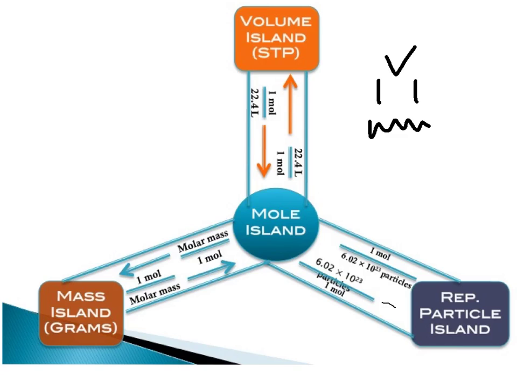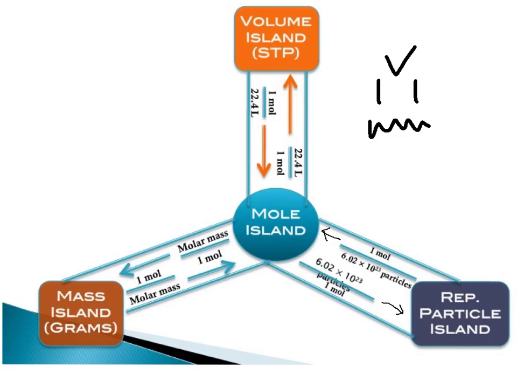If you wanted to do that, then you would have to leave Mole Island. Your first conversion factor would be 6.02 times 10 to the 23rd particles over 1 mole. You do that, your mole would cancel, you're left with your representative particles, and now you are on Particle Island. If you wanted to leave Particle Island, you have to start out with the representative particle that you were given. Your conversion factor, the next thing you write in your T-chart, would be 1 mole over 6.02 times 10 to the 23rd particles. You do that and your particles cancel out, you're left with your mole, you're back on Mole Island.